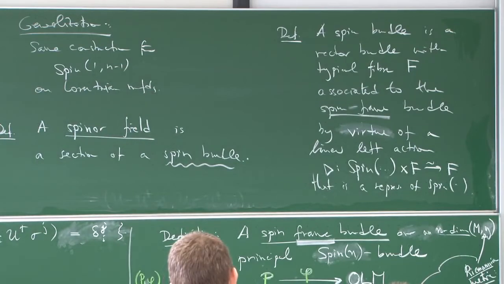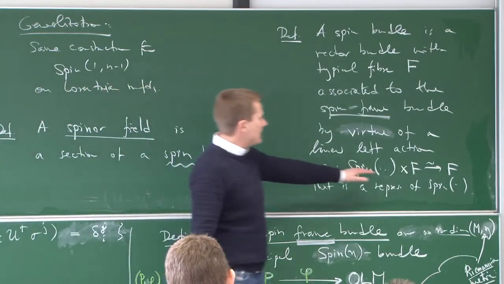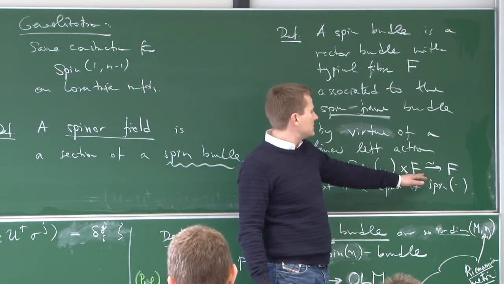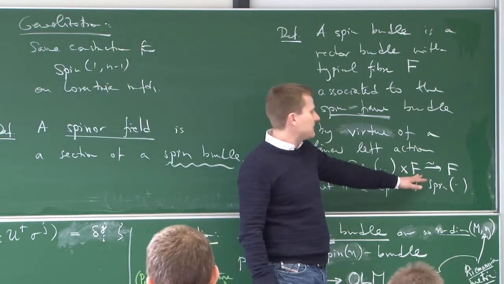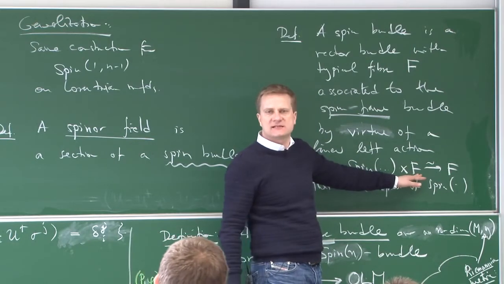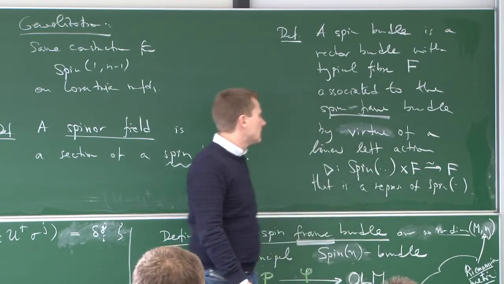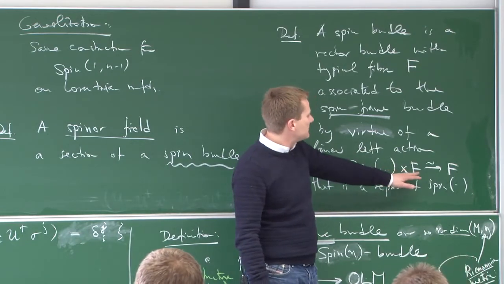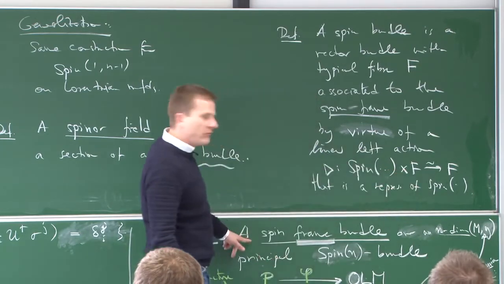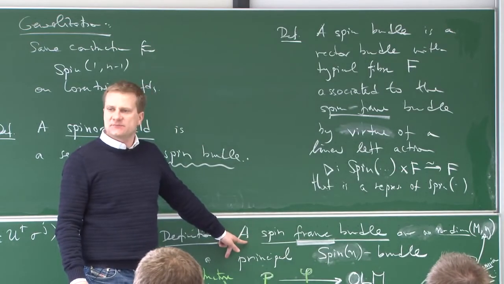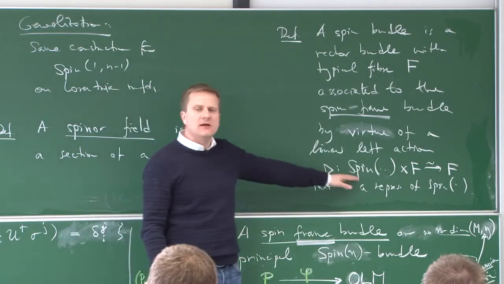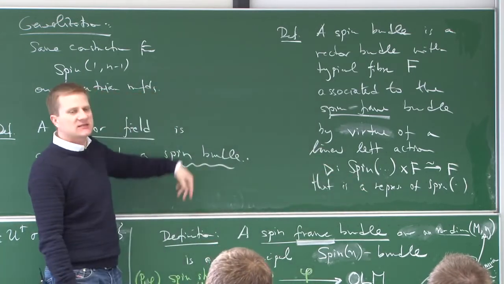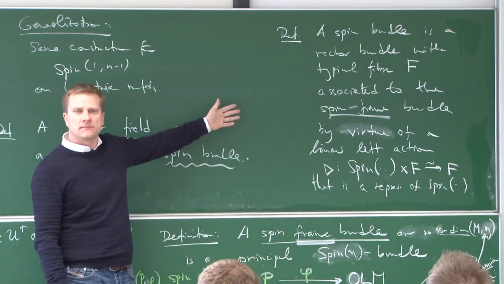So that means these fibers are the values in which our spinor field takes its values. And we want to understand this as the associated bundle to the spin frame bundle. So we need the spin frame bundle in order to say what the associated spin bundle is, and the spinor field is just a section in the spin bundle.